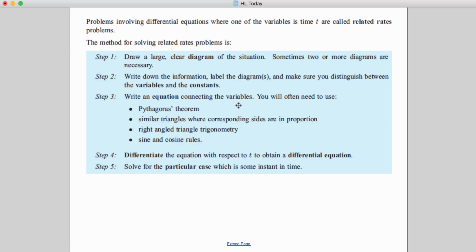And so really what you should identify first is what it is that you're solving for. What changes you're solving for. And then make sure that's included in your formula. Most of the time, we're going to use the Pythagorean theorem, similar triangles, SOHCAHTOA, right angle trigonometry, sine and cosine rules. We're going to differentiate with respect to t, and this gives us a differential equation. And then we solve for whatever we need to, depending on what they're asking for and what we're given.